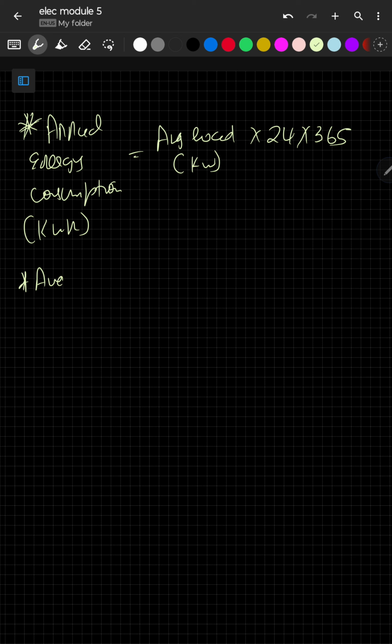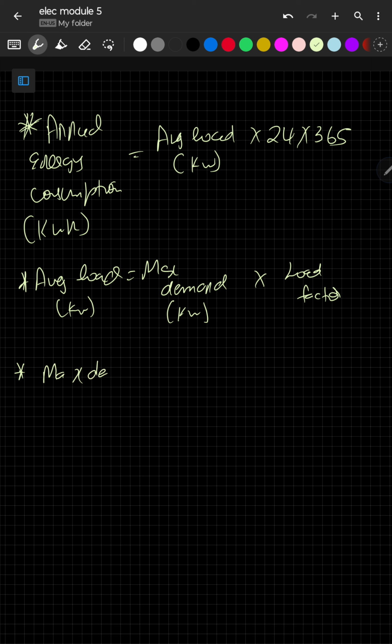Next is average load, that this formula in kilowatt is equals to maximum demand, which is also in kilowatt, into load factor. Next one is if kVA is given. So max demand in kVA is equals to max demand in kW by power factor. That's it. These three formulas to remember, and after finding this basic calculation, C is equals to A into kW plus B into kWh.